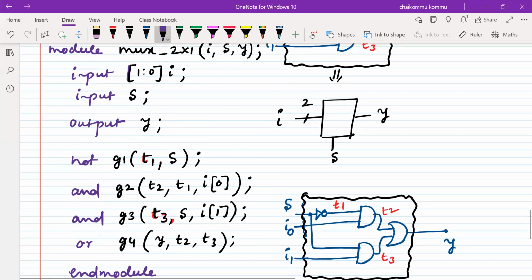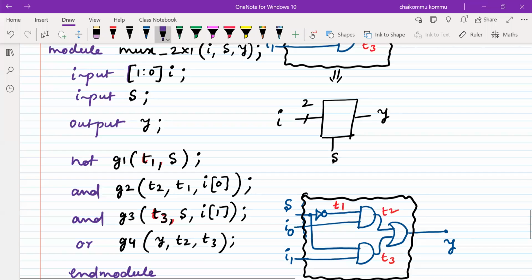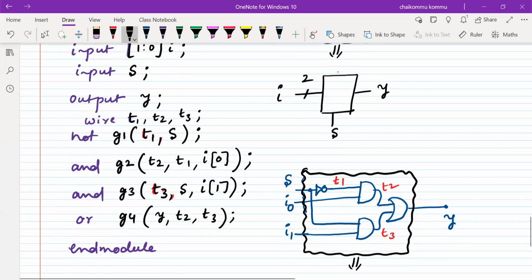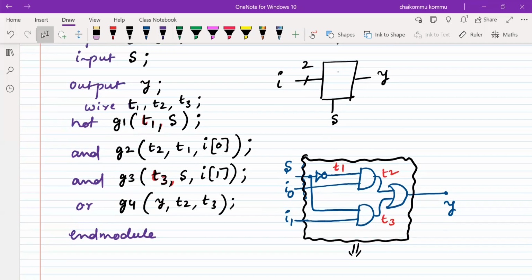Then again, we need to write some wires here. I'm writing wire here. Wire T1 comma. We can write it there, 3 down to 1, or 2 down to 0. Just for the sake of differentiation, I'm using the vector and scalar notation for the wires. So this is how we need to write the Verilog program for the 2x1 multiplexer.